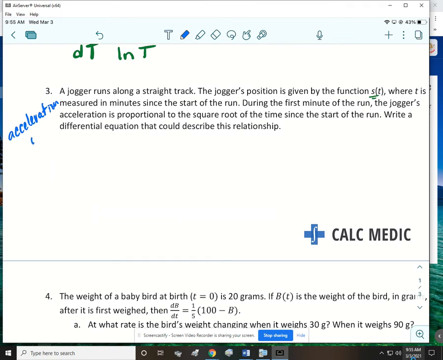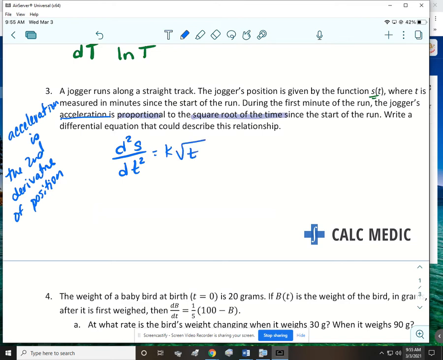Acceleration is the second derivative of position. The first derivative of position is velocity, and the second derivative is acceleration. So if we are talking about acceleration and our function is s, it's going to be the second derivative. We do need it to equal k, and this is proportional to the square root of the time. Because it's proportional, we're going to multiply by the square root of the time.